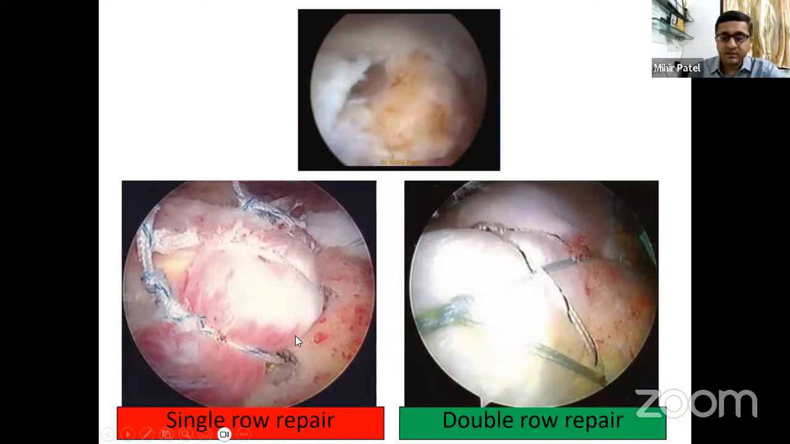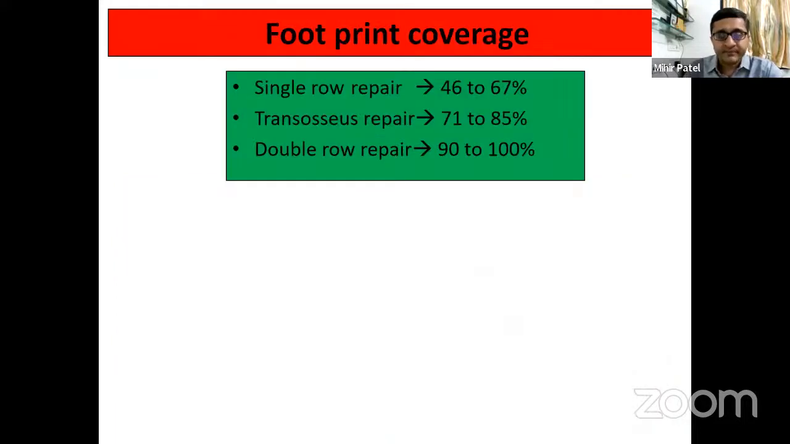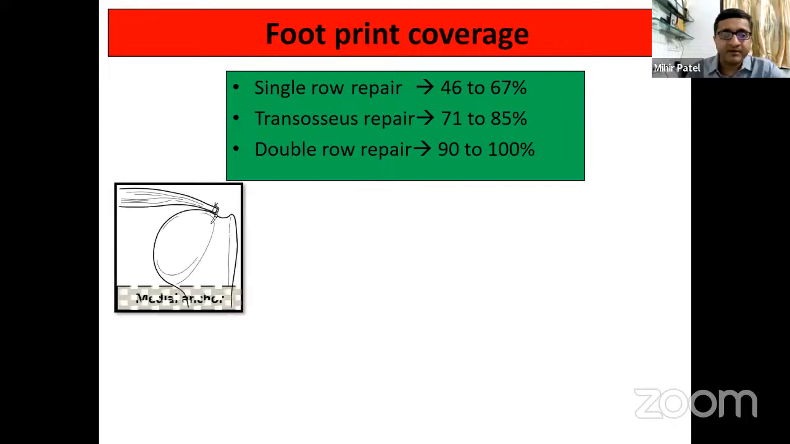This is what it would look like when you do a single row repair and a double row repair, giving you a suture bridge or a transosseous kind of repair. So coming to footprint coverage, a single row repair gives you a footprint coverage of around 50%. A transosseous repair, when we used to use the open technique, gives you about 80-85%, and a double row repair nearly approaches about 95% of footprint coverage.